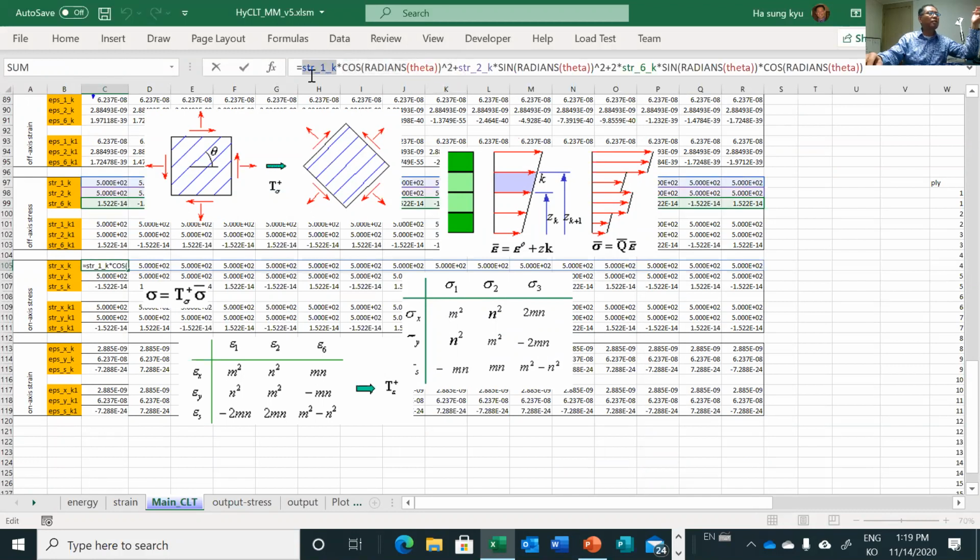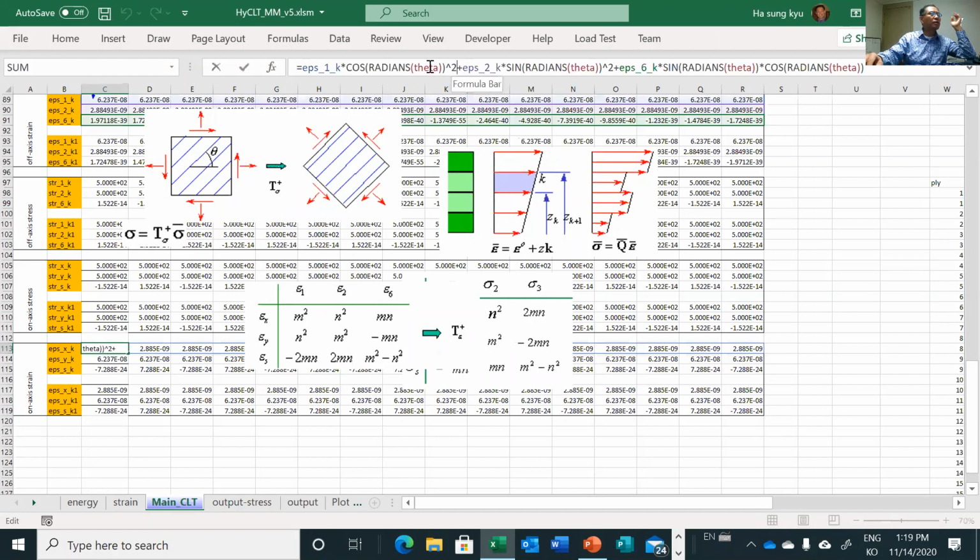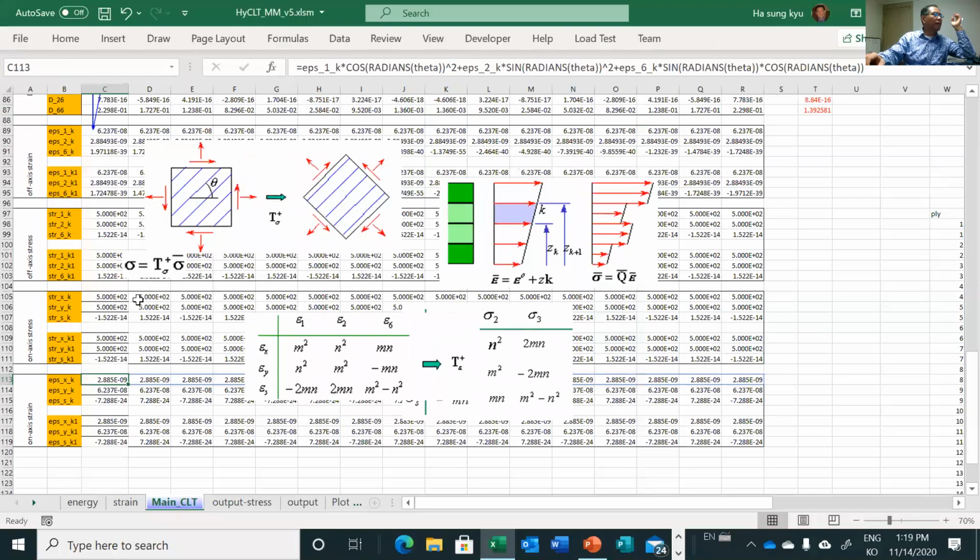So epsilon x is simply a transform of the strain we calculate. For example, epsilon x is the first row multiplied by epsilon 1, multiplied by the m squared. m is a cosine, and n is a sine, as you can see here, exactly the same. I mean, it should be the same as this table. And we do the same thing for all other strain transformations.